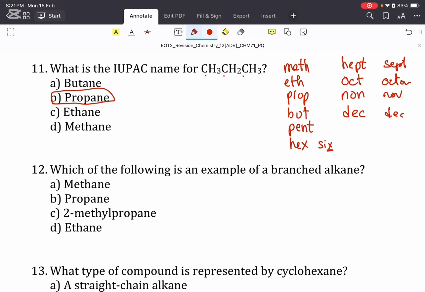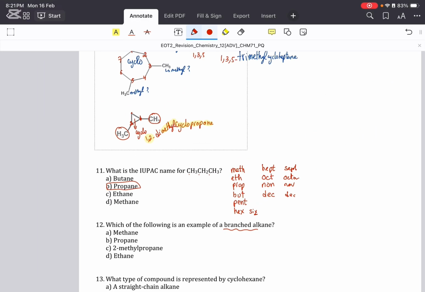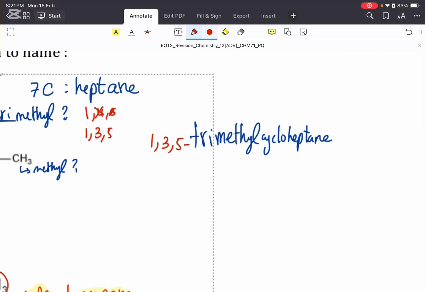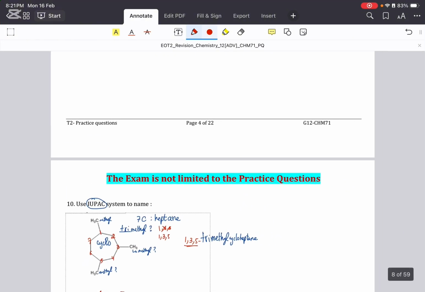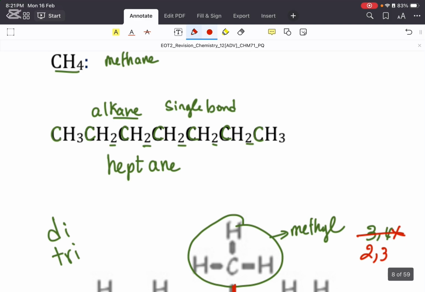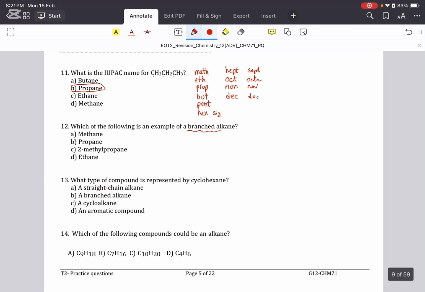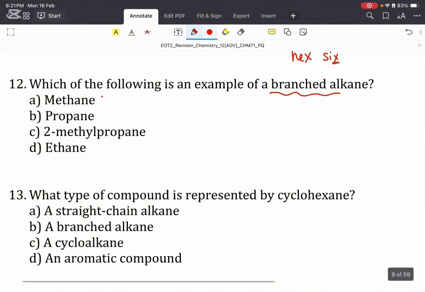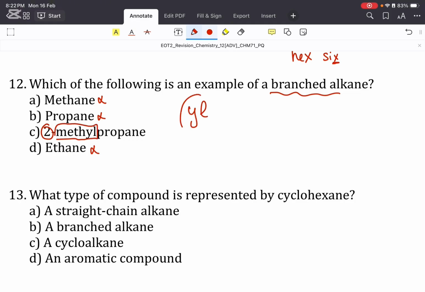Which of the following is an example of a branched alkane? If I want to see branches, I need to see numbers. This one, no numbers in the name, it means it's an unbranched one. So, no number, no branch. This is the only one. And here's the branch. Usually the branch will take the ending of YL, suffix YL.